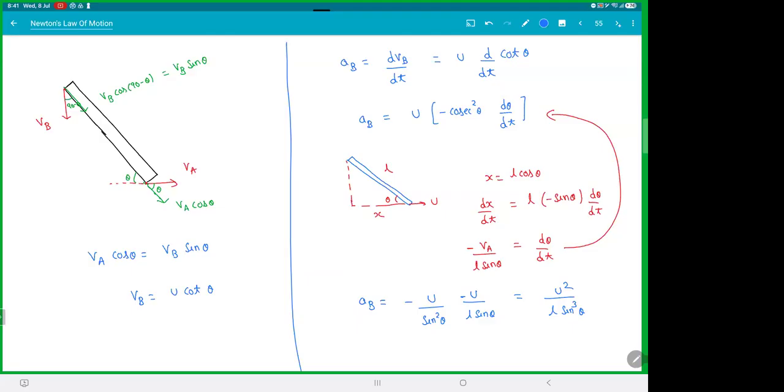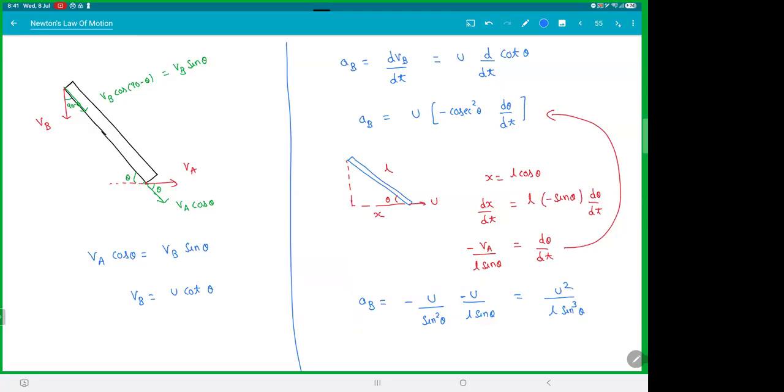Clear with this? Remember, only velocity is valid. The method is valid for velocities. Velocities along the rod must be same. It's always for the velocities. Acceleration sometimes, yeah, it works out if theta is constant. If theta is constant, then acceleration also will work. But here theta is changing, so that creates a problem.